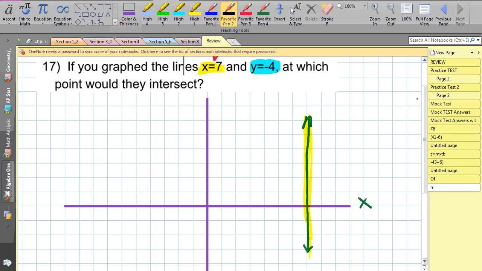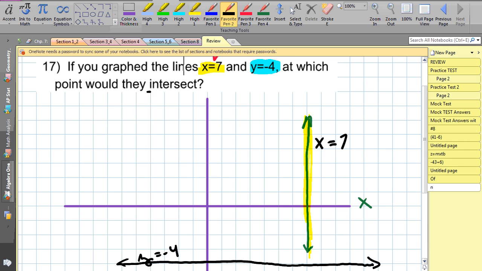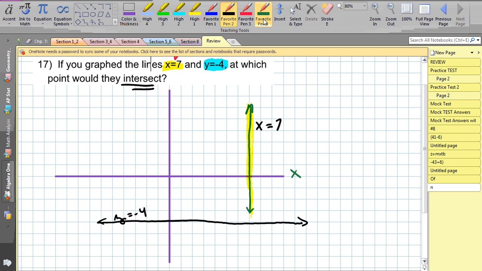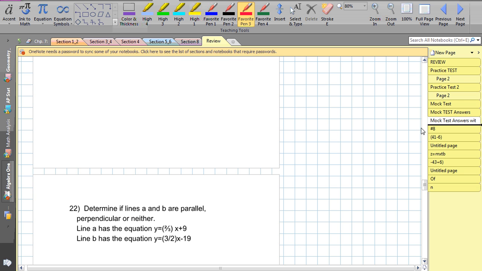That means every point along this line right here has something in common: their y values are negative 4. So this one is x equals 7. This line is y equals negative 4. And I want to find out where they intersect. They didn't quite intersect when I first drew this line, but hopefully you can see that they intersect simply at 7, negative 4, and that's the answer to number 17. Let's take a look at 18.